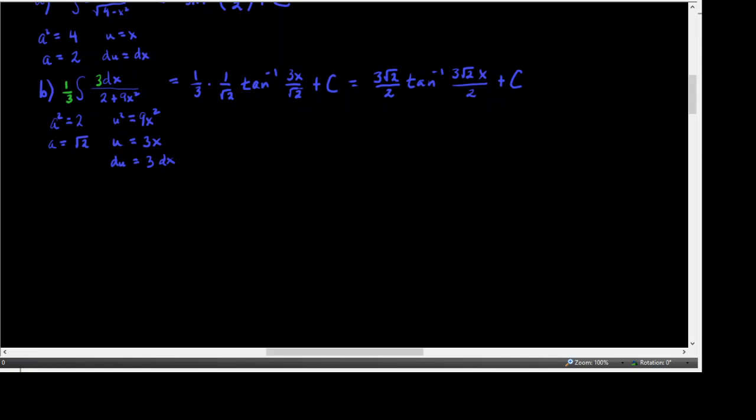Let's look at C. We have dx over x times the square root of 4x squared minus 9. And which one of these does this one look like? Well, it looks like number 3, because we have the functions minus a number under the radical. And we do have an x out in front, so that's looking even better.